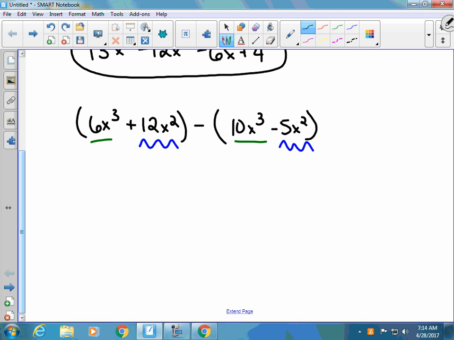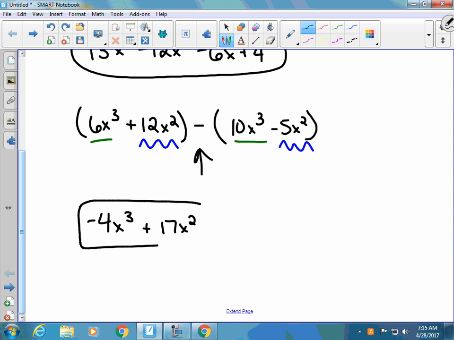So we've got 6x cubed minus that 10x cubed, which would give us a negative 4x cubed. Now working with the blue, 12x squared minus negative 5x squared. So that actually is addition because it's 12 minus a negative. So I've got 12 plus 5, which gives me 17x squared. So be careful when you're subtracting. A lot of people just look at the sign that's in front of each term and they forget about the actual subtraction in the middle of your polynomials.